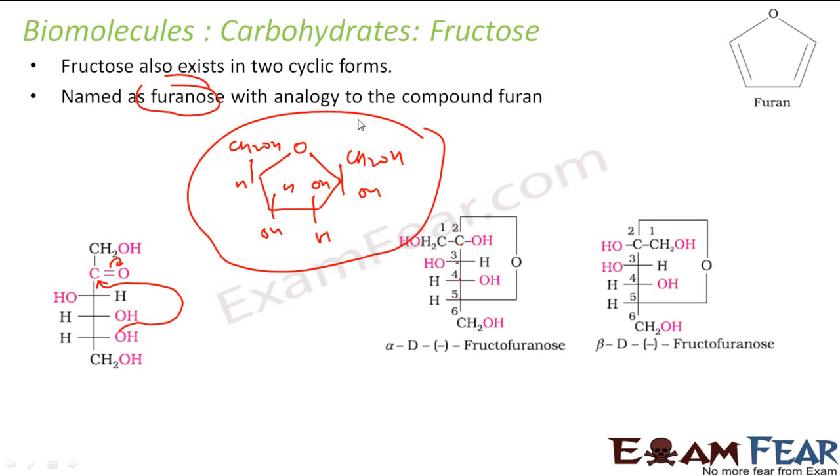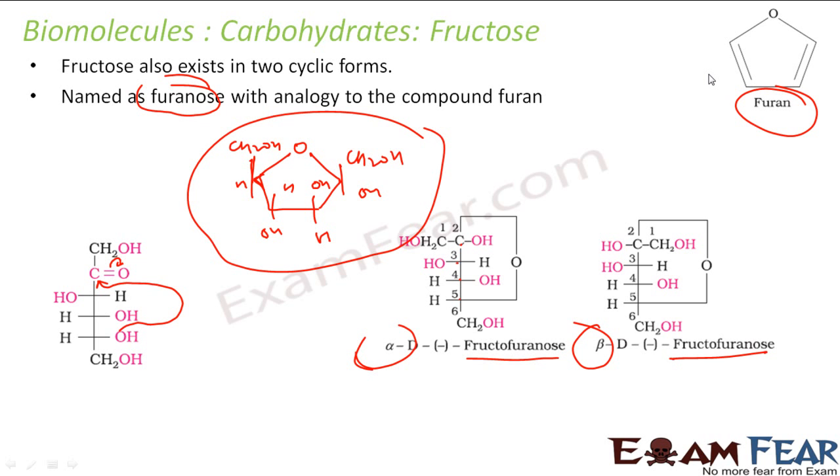This will be the Haworth structure. If you see the structure, this is linked actually. The structure is similar to furan, so it's also called furanose. So they are again two different forms similar to glucose, alpha and beta fructose, also called fructofuranose. Why? Because its shape is similar to furan.